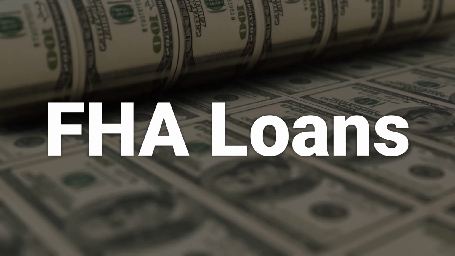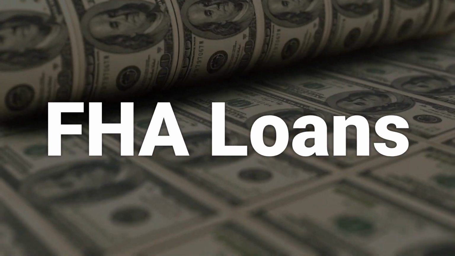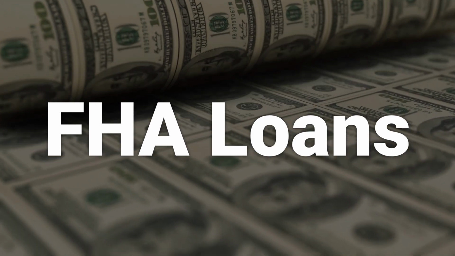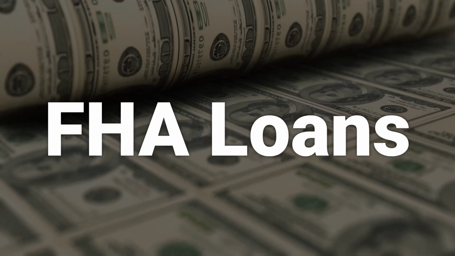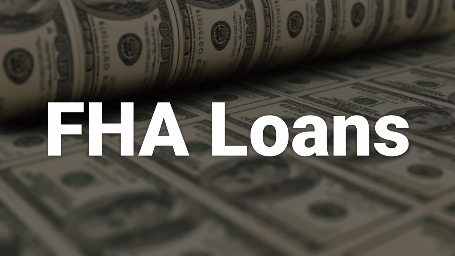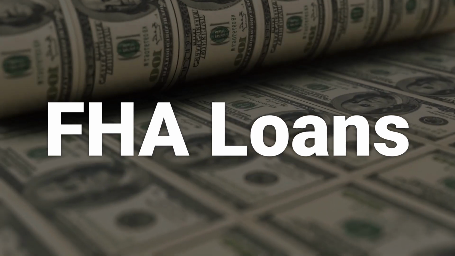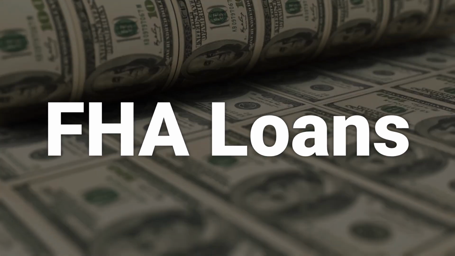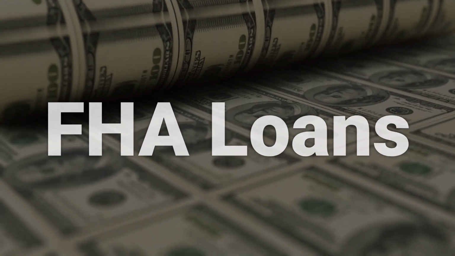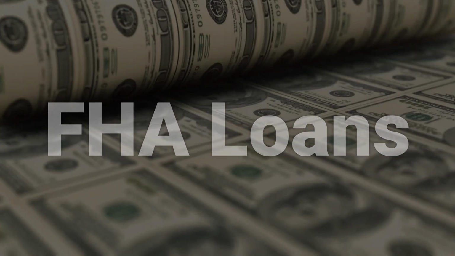FHA loans are mortgages designed for low to moderate income borrowers. FHA loans allow an initial LTV ratio of up to 96.5%, but they require a mortgage insurance premium that lasts for as long as you have that loan, no matter how low the LTV ratio eventually goes. Many people decide to refinance their FHA loans once their LTV ratio reaches 80% in order to eliminate the MIP requirement.